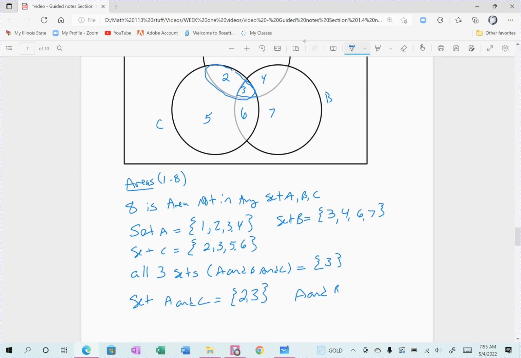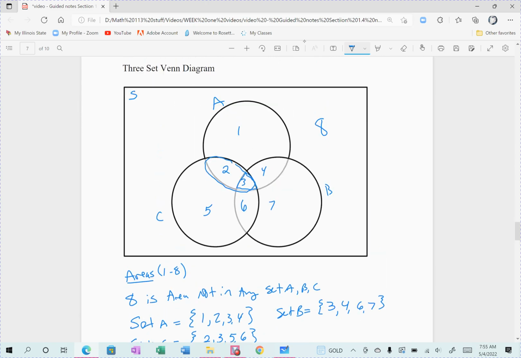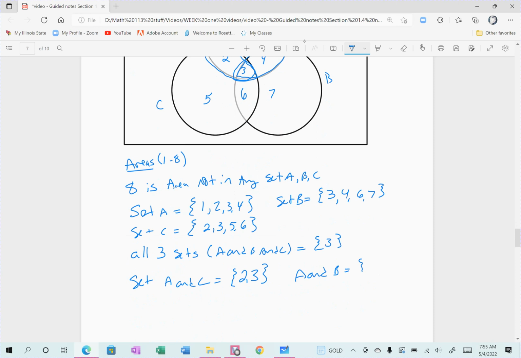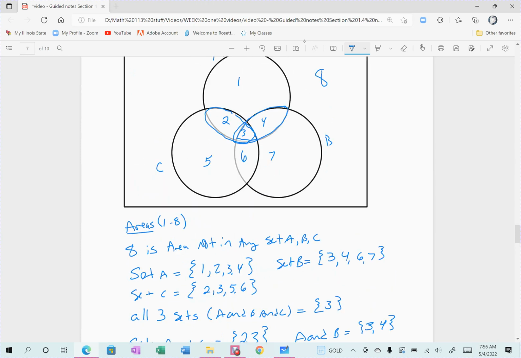Then we'll look at A and B. A and B would be the overlap between circle A and circle B. That would be this wedge here. 3 and 4 are in A and B. And if you look at the sets A and B, 3 and 4 are shared by set A and B. If you look at the grouping up here, they share 3 and 4. All right, and then the last and statement would be C and B. So what's shared by C and B? Well, C and B would be this wedge here, which would be 3 and 6, right? And if you look at B and C, 3 and 6 are shared.